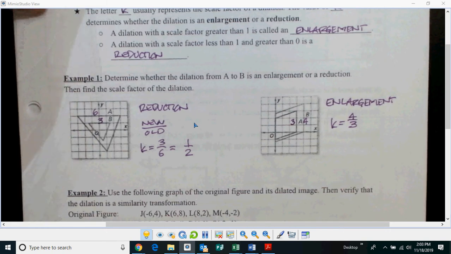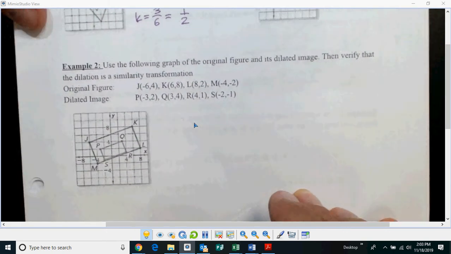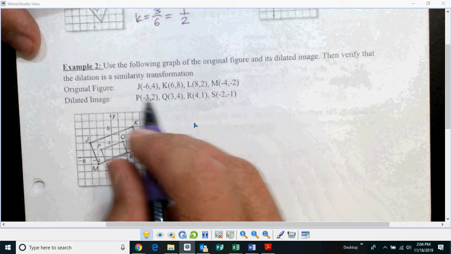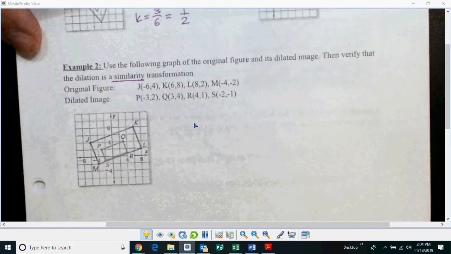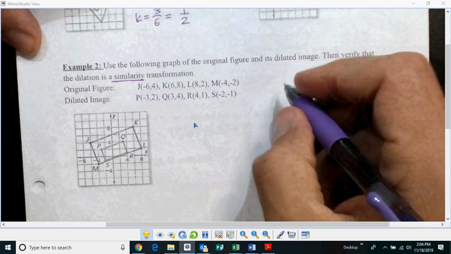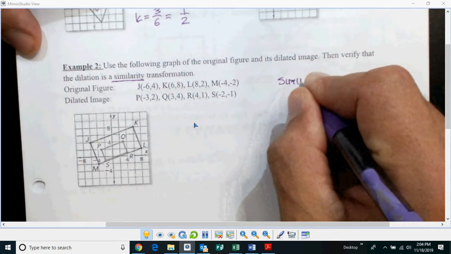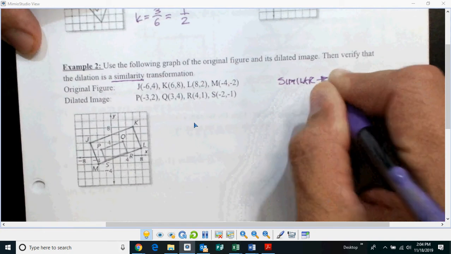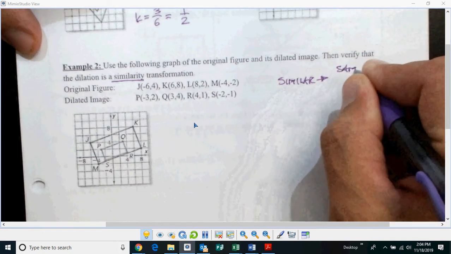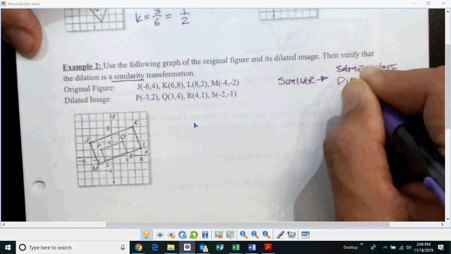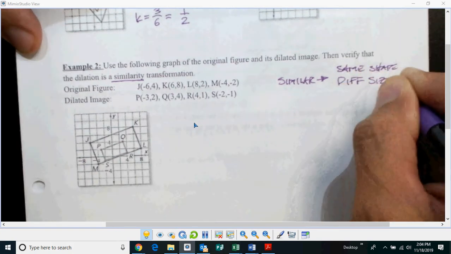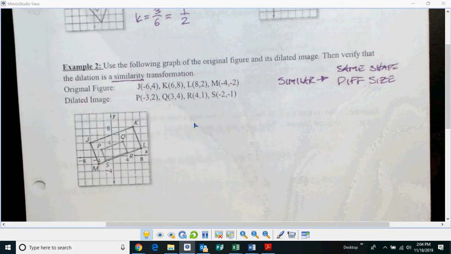This part's not that hard. So now we want to find out if this is a similarity transformation. Similar in math means same shape, different size. That's what similarity is. And everything has to obey the same scale factor.